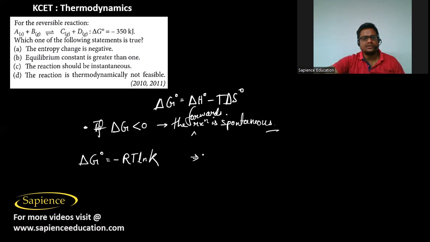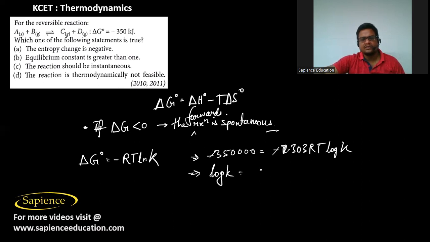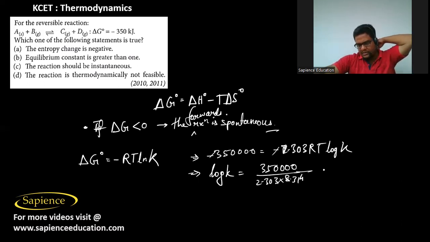So here delta G naught is negative, so it is minus 350000 joule. It is equal to minus 2.303 RT log K. So it means that log K is equal to 350000 divided by 2.303 R into T. So R is 8.314 into T, where T is equal to 298 Kelvin.